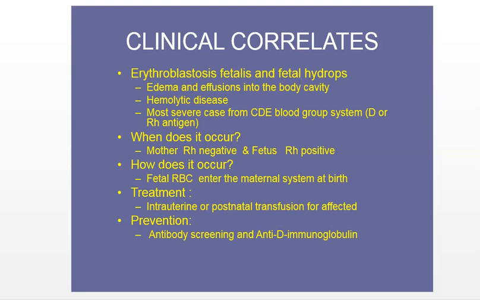When does it occur? When the mother is Rh negative and the fetus is Rh positive. How does it occur? Fetal RBCs enter the maternal system at birth. Treatment: intrauterine or postnatal transfusion for affected fetuses. Prevention: antibody screening and anti-D immunoglobulin.